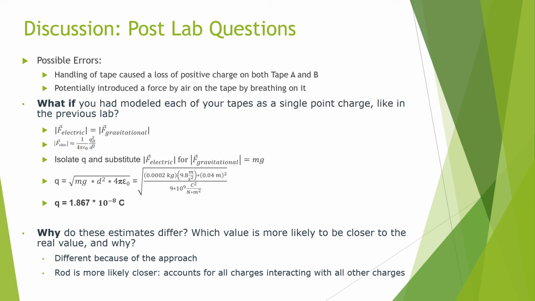So what if I modeled each of the tapes as a singular point charge like the previous lab? Well, as the calculation below shows, the charge would have been 1.86 times 10 to the negative 8. These estimates differ because we are using a different approach in both of them, and the rod approach more closely resembles the real values because we're taking into account all of the interactions of the charges on the bottom tape interacting with all of the charges on the top tape, which increases the value compared to the singular point charge model, and thus gives a more realistic and higher value.